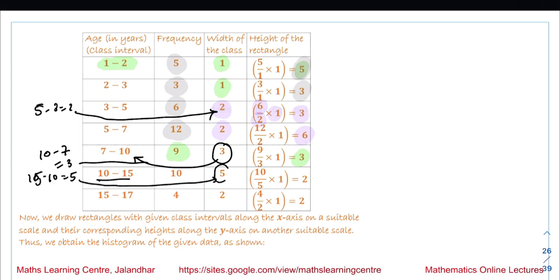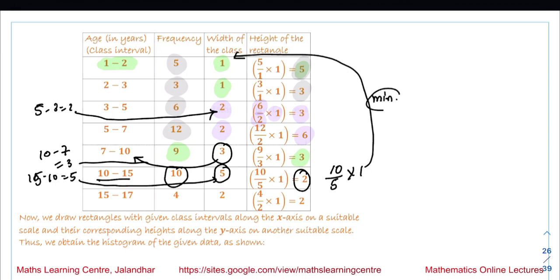So 5 is the width of this class. Frequency over here is 10. So the adjusted frequency we get is 10 over 5 into 1. Why this 1? Because 1 is the minimum width that we have among the classes. Similarly, for this value the width is 2, so the answer we are getting over here is 2.